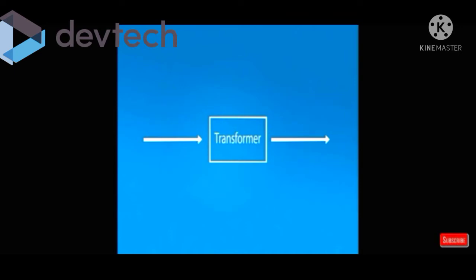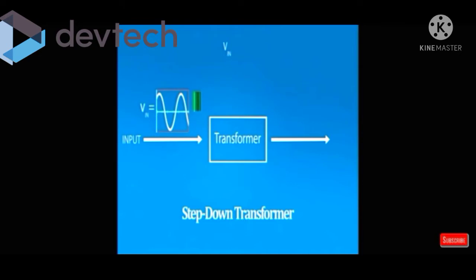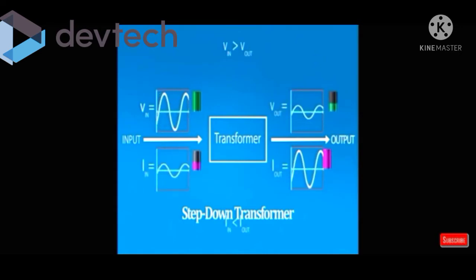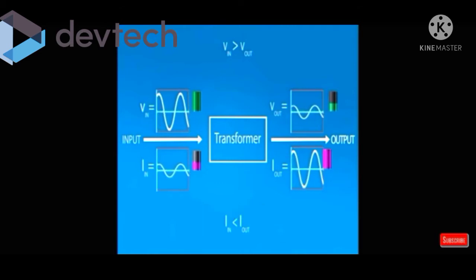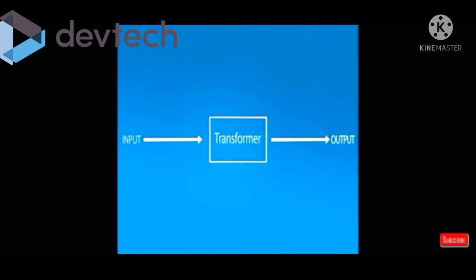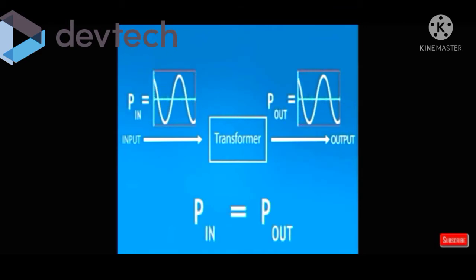For example, in the case of a step-down transformer, the input high voltage is transformed to a low voltage, whereas the magnitude of current increases, because input and output power has to remain the same.